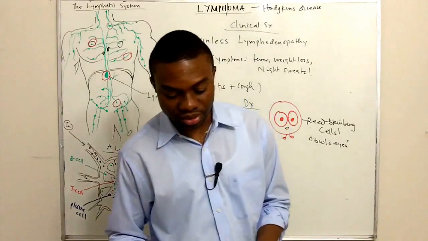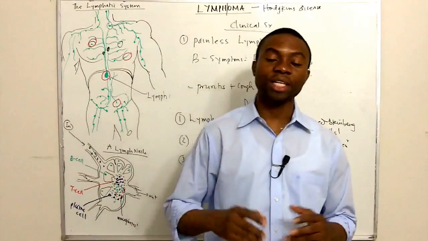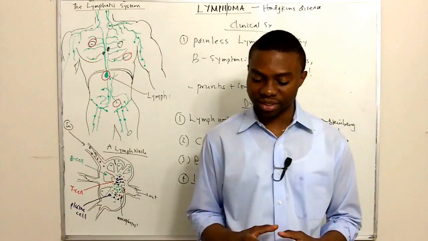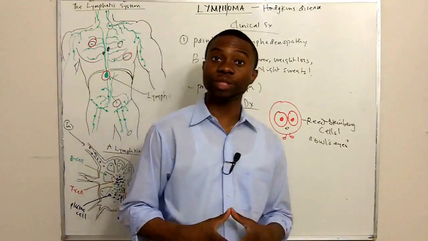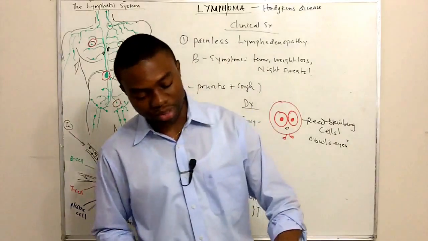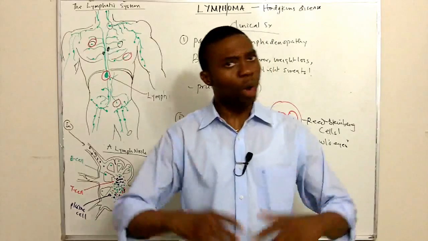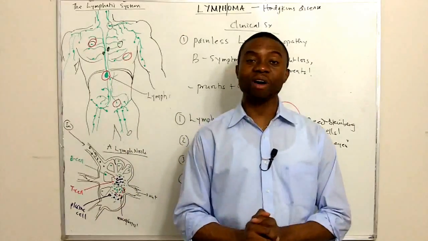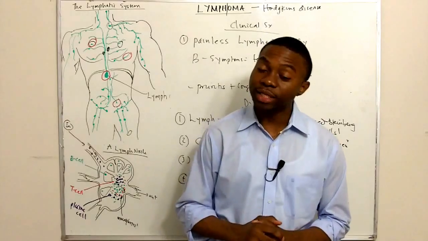And guess what? The good news is chemo and radiation in combination achieve a good cure rate of about 70% of patients that have Hodgkin's disease. So it's actually a curable disease because most patients respond to radiation and chemotherapy. Well, that wraps up Hodgkin's disease. All right, that's all you need to know.